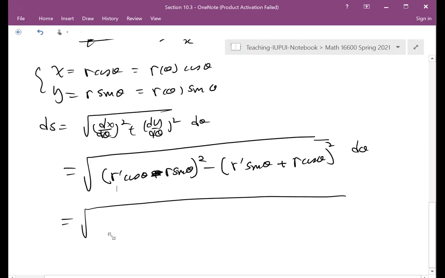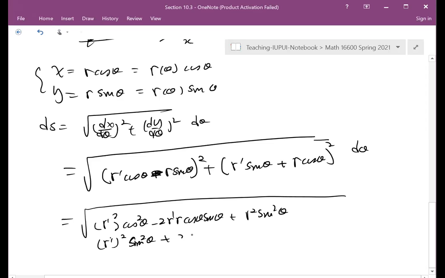What you get here is r prime squared cosine squared theta minus 2r r prime cosine theta sine theta plus r squared sine squared theta. So you get three terms from the first one. The second one, you have r prime squared sine squared theta plus 2r prime r sine theta cosine theta plus r squared cosine squared theta.